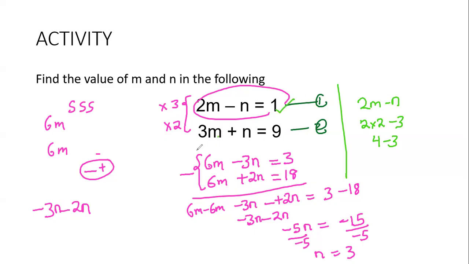What about when I come to the second equation? 3 times 2 plus 3. Does it give me 9? Yes. So those values you have got must be able to satisfy both equations. Hope that is okay, class. Kindly let me know whether that is very okay.